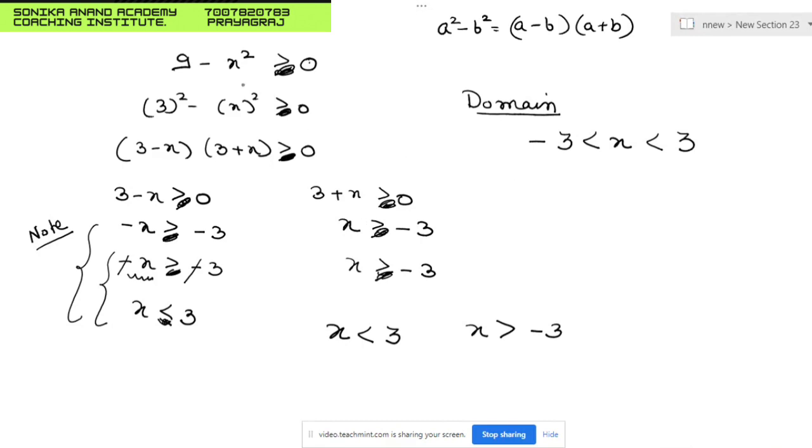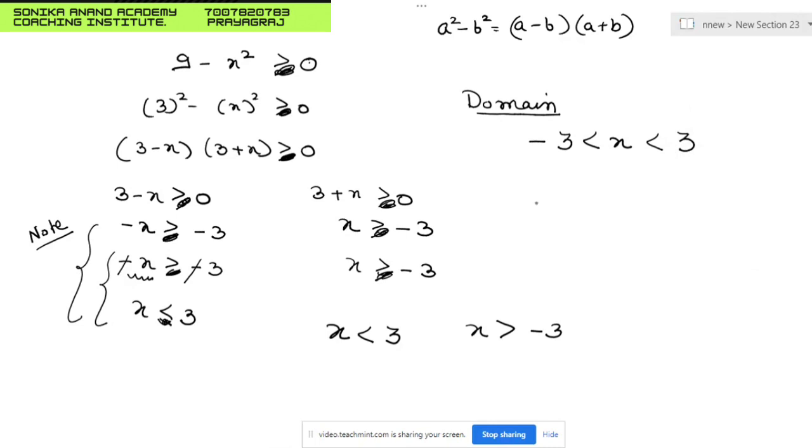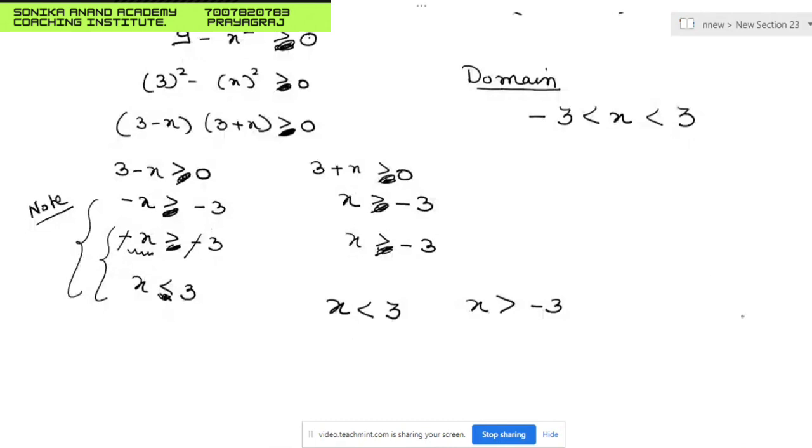For the range, whenever we put these values, we always get a value greater than 0. Listen, for the range we make it like this: 9 minus x square, let it be f(x), that is y. It is the formula of invertible functions. I will explain it to you in detail in one lecture after finishing this exercise.